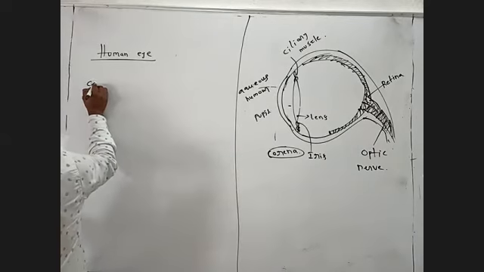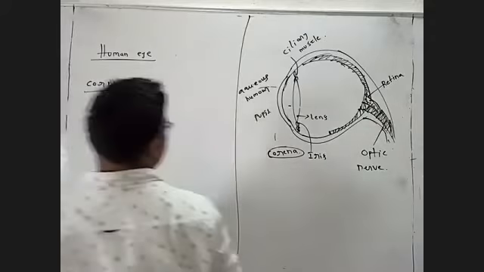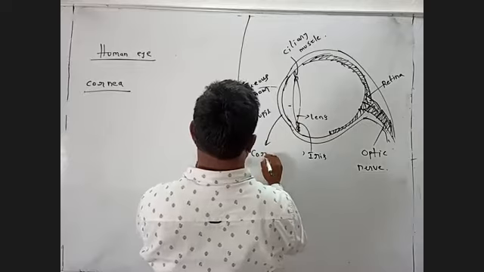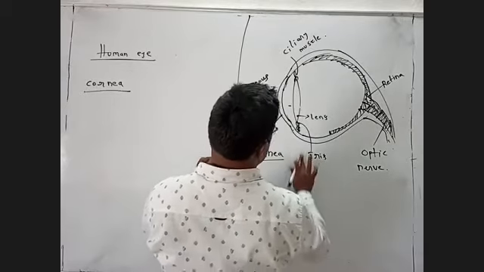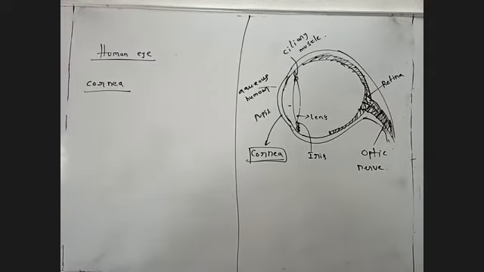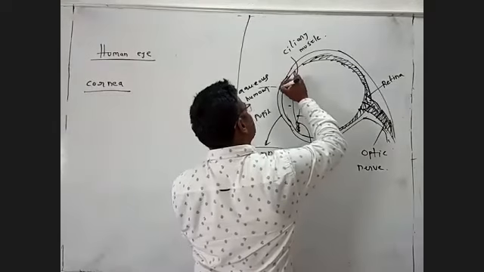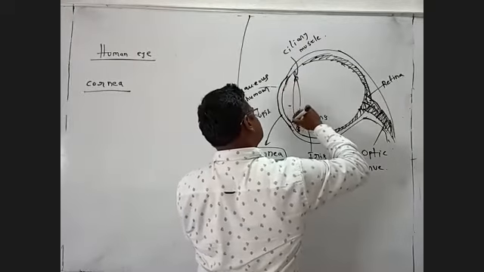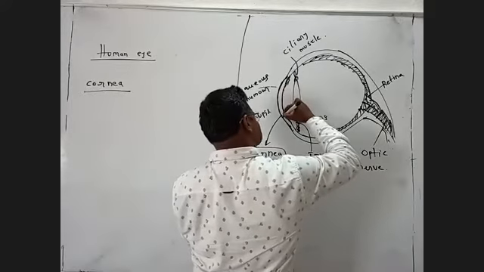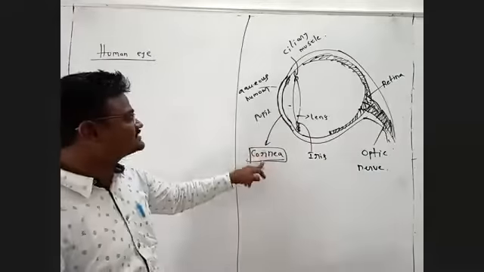This is the cornea. So first we are going to explain. This is the cornea, the outermost part of the eye. The outermost part of the eye is called the cornea.